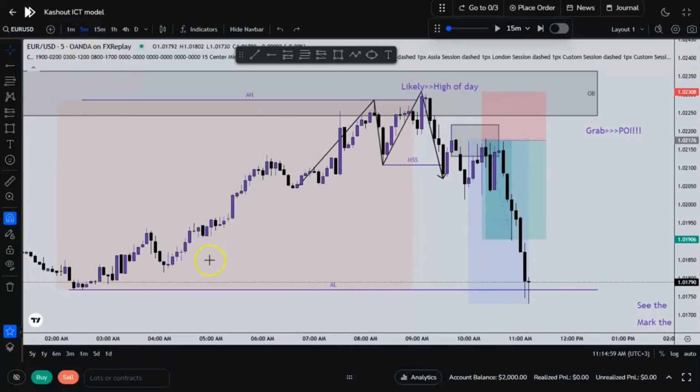Yes, I know some of you guys may say, why didn't I go for a higher risk to reward? Yes, we know there's a lot of liquidity here down at the Asian low.